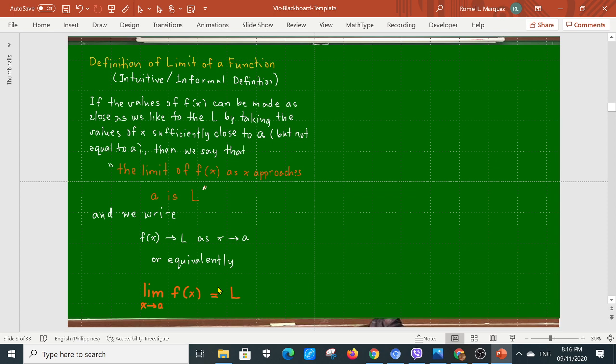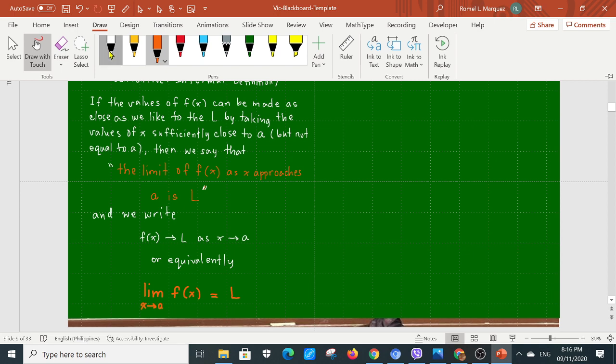Any questions, guys? With the definition, you memorize the definition. If you can make the values of f of x as close as we please to the number L by taking the values of x sufficiently close to A but not equal to A, then we say that there is a limit, and the limit of f of x as x approaches A is L, and that is how we write it. Lim of f of x as x approaches A is equal to L. Let us have some exercises.